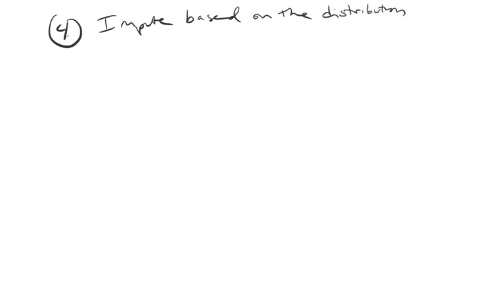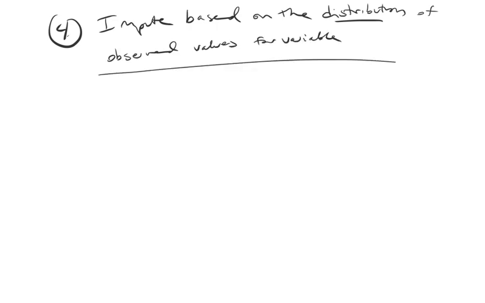So let's write this one down, this idea number 4. We're going to impute based on the distribution, not just the mean, of observed values for this variable. And the motivation is that when I filled in the mean everywhere, I was way underestimating the variance of the variable. So what I just showed you on the slides was the non-parametric approach.